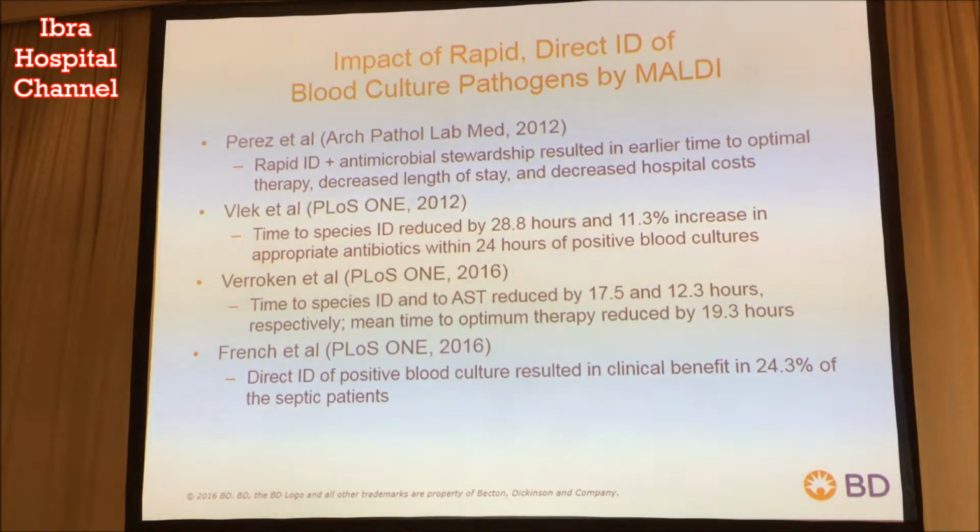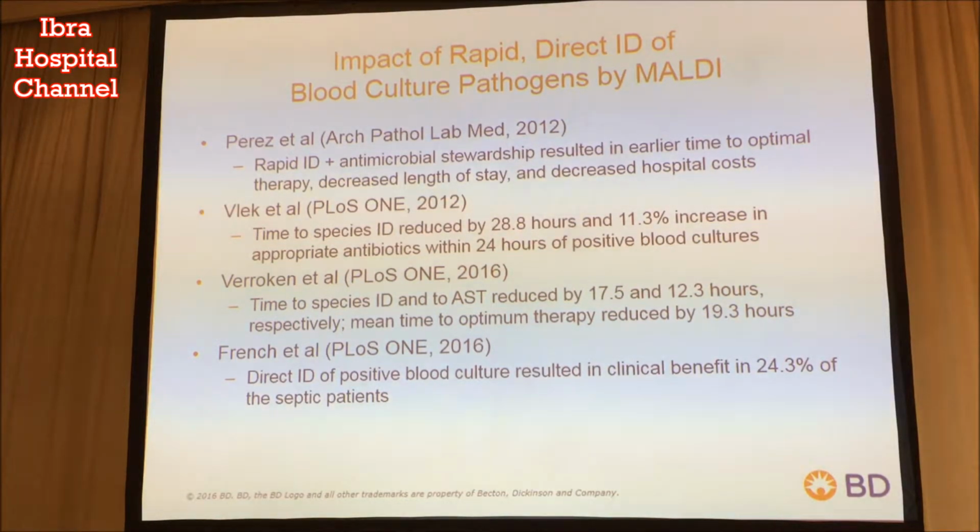What I'd like to do is not show you a whole bunch of data, but I'm going to show you about 8 or 10 different publications, just to illustrate the value of using MALDI-TOF directly with a positive blood culture. The first study was one of the first published in this area. This is by Perez and co-workers in 2012. They used MALDI to perform a rapid identification, and they also performed a rapid antimicrobial susceptibility test. What they found was that, with the earlier reports, they were able to get optimum therapy for their patients, that is, moving from empiric to directed therapy, much earlier, which resulted in decreased length of stay and decreased hospital costs for their population.